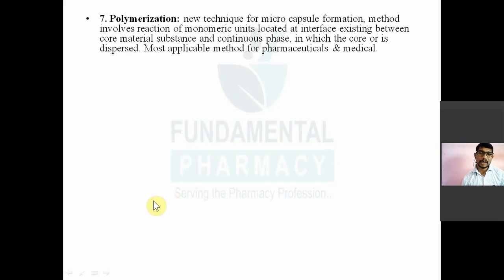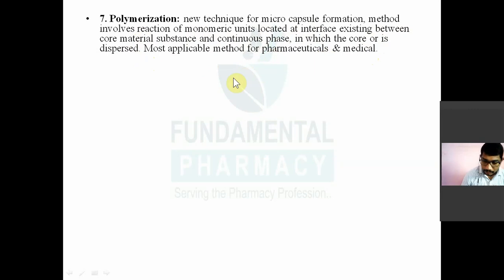Next one is polymerization. Actually this is a new technique and it is very suitable for pharmaceutical products, microencapsulation of pharmaceuticals and medicals. So remember polymerization, a question has already come on this. Polymerization is a relatively new technique for microcapsule formation. This method involves reaction of monomeric unit located at the interface existing between core material substance and continuous phase.